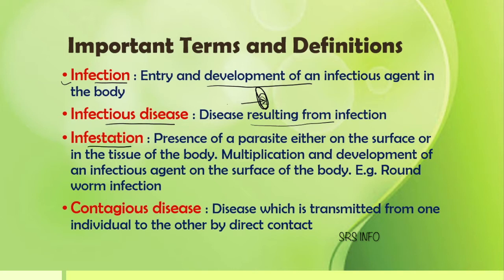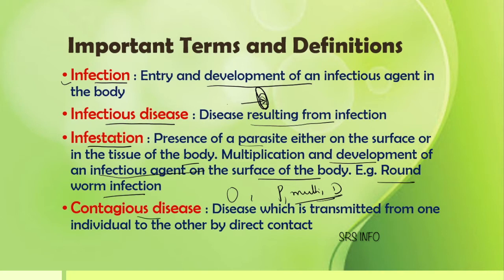Then what is infestation? Infestation is the presence of a parasite either on the surface or in the tissue of the body. This is what we call as infestation. The presence of a parasite or any other microorganism either on the surface or in the tissue of the body we can call as infestation. In another term, multiplication and development of an infectious agent on the surface of a body. This is also called as infestation. That means the presence, multiplication and development of an infectious agent on or in the tissue of a body we can call as infestation. Example, roundworm infection.